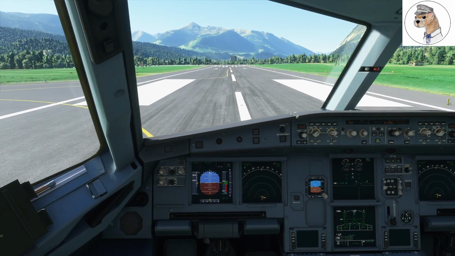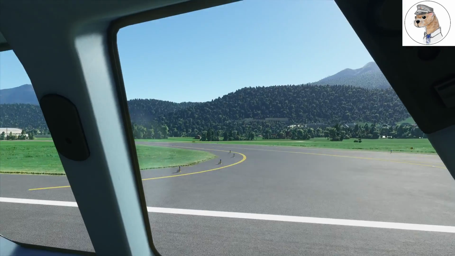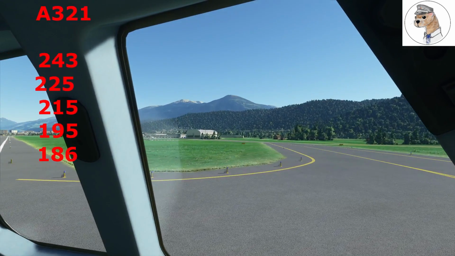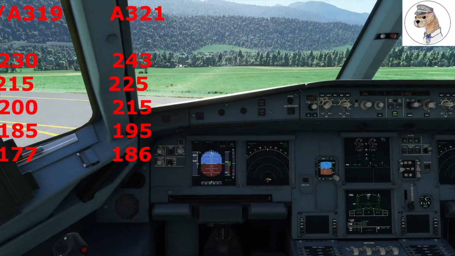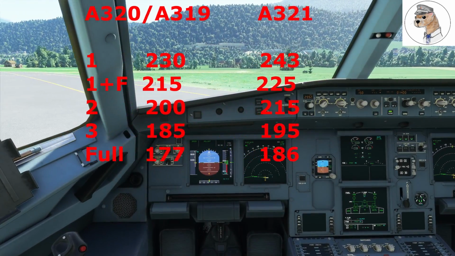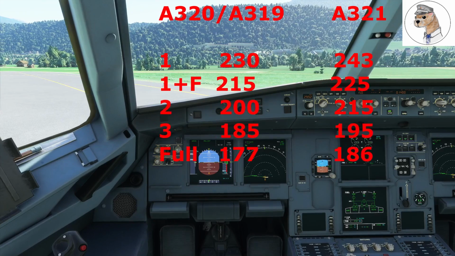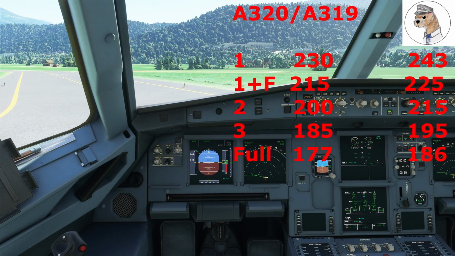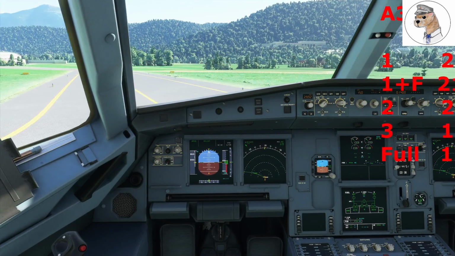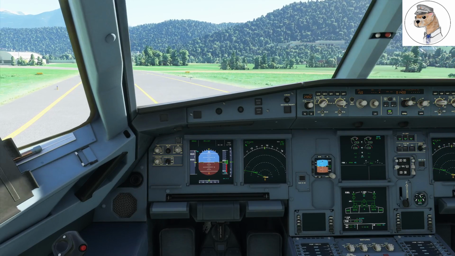So for the 321 it's a bit different, but when operating a 320 you start at 230, then take 15 knots off every single time to go 230, 215, 200, 185. So it's always 15 knot increments as you go down through the flap stages until you get to the final, which is 177, and that's the VFE flaps speed, the maximum speed going to 120 decimal. The 321's a bit different, but I've included the figures here.